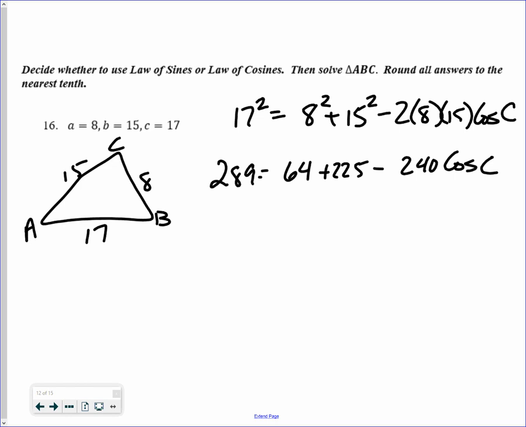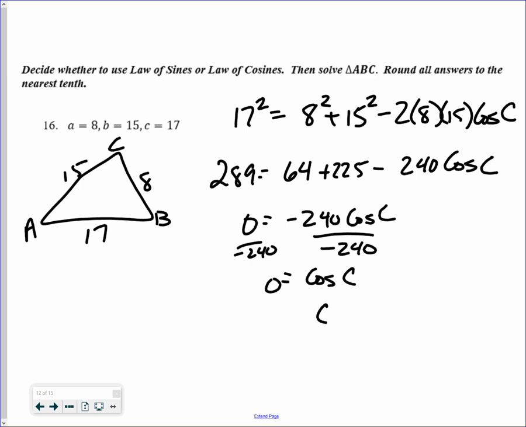Subtract 64 and subtract 225. Now, that's a little bit tougher, I'm going to divide by negative 240. And some of you are going to think, so C is actually 90 degrees. Now, you actually have options here. Because C is 90, you can actually use SOHCAHTOA, but I'm just going to use the law of sines.